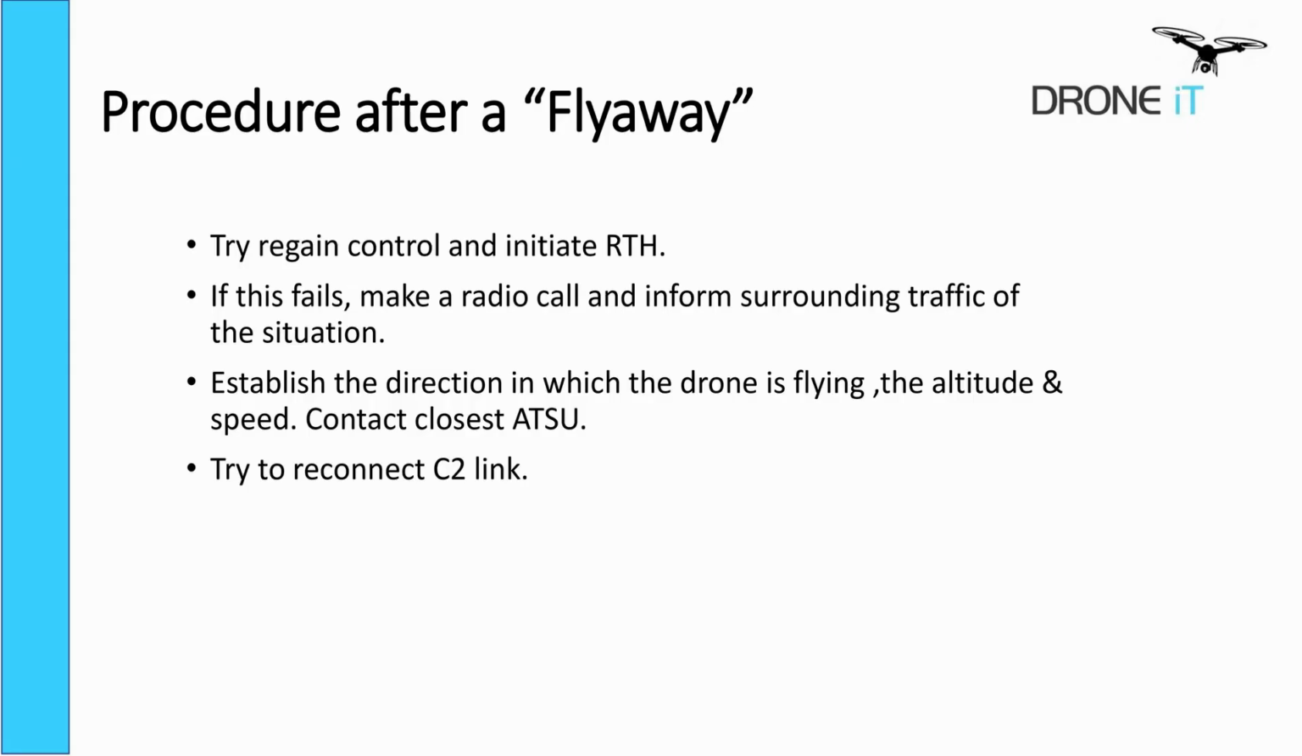Now, in the case of an actual flyaway, the following procedures should be followed. First of all, try and regain control of the aircraft and initiate return to home. Next, if this fails, then make a radio call and inform the surrounding traffic of the situation. Then establish the direction in which the drone will be flying, the altitude and also your endurance and speed. Then contact the closest air traffic service units and inform them of the situation. After all of this has been done, try and reconnect your C2 link. This is very important so that you can try and regain control of the aircraft.